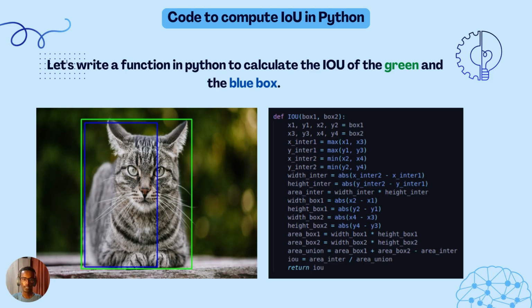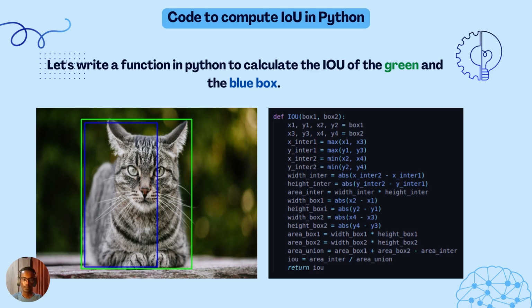And in order to compute the width and height of the intersection region, we take the differences between the x coordinates and take the absolute value to compute the width of the intersection. And we take the difference between the y coordinates and take the absolute value to compute the height of the intersection. Then we multiply the width and the height of the intersection region to compute the area inter. Then the next step would be to compute the union. Now we have finished the intersection.